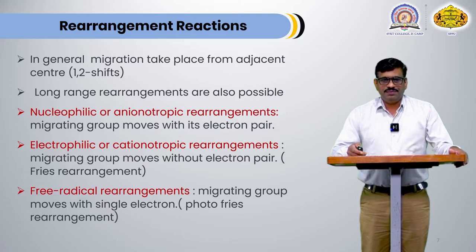There are different types of rearrangement, that is called nucleophilic or anionotropic rearrangement. In this rearrangement, the migrating group moves with the electron pair. Then electrophilic or cationotropic rearrangement. In this case, the migrating group moves without the electron pair. For example, Fries rearrangement. Another type of rearrangement is free radical rearrangement. In this rearrangement, the migrating group moves with a single electron. For example, Fries rearrangement.